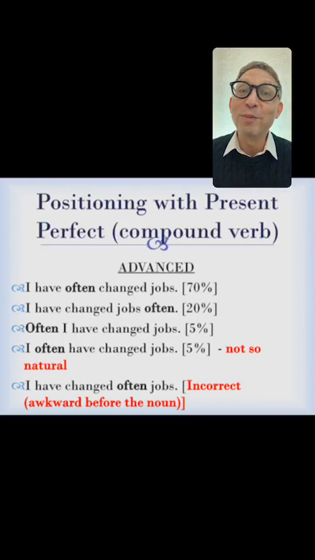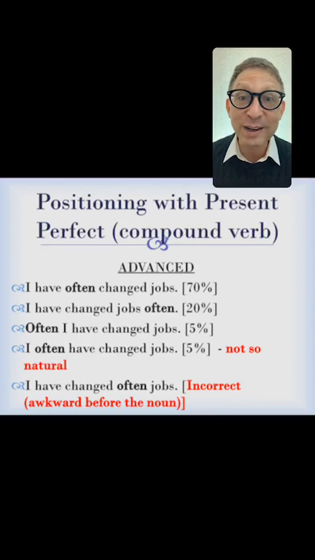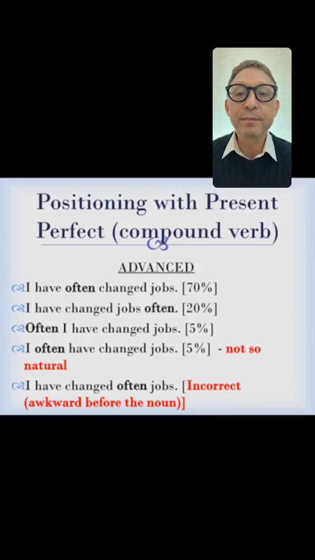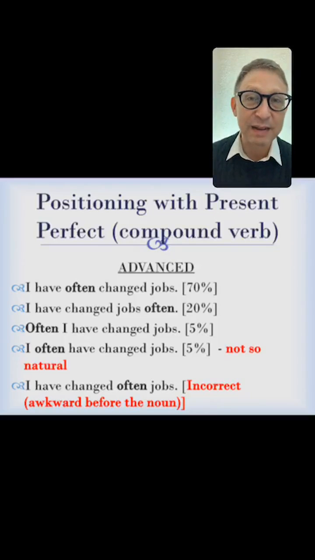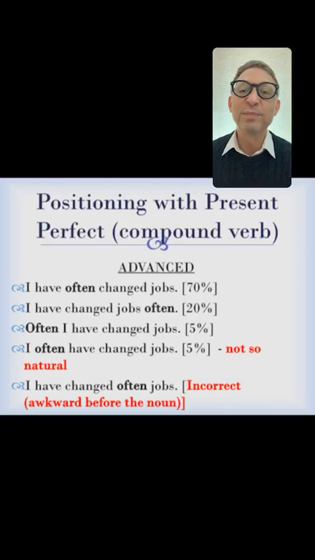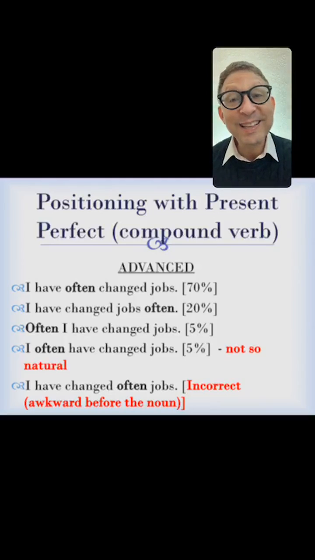Now, this is where it gets rather rare. Often I have changed jobs. This is not a common construction. It's grammatically correct. You could say it for emphasis. Especially if someone asks about frequency and you want to emphasize often, perhaps you could lead with it, but it's not common. I often have changed jobs is not natural English, and I would avoid using it in this way. I have changed often jobs. I'm saying this is incorrect.